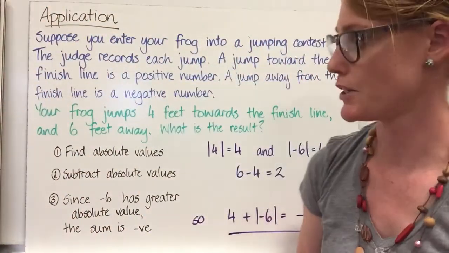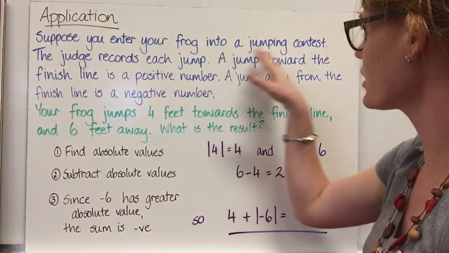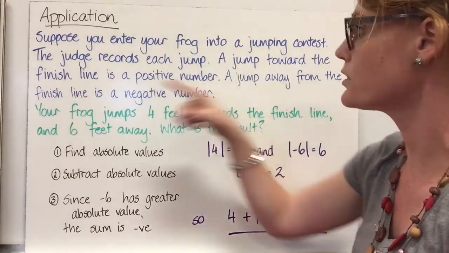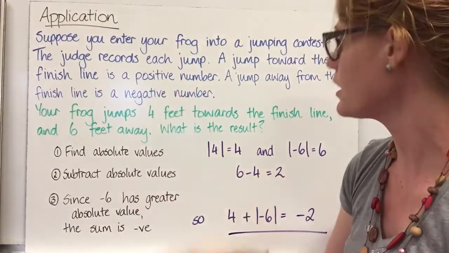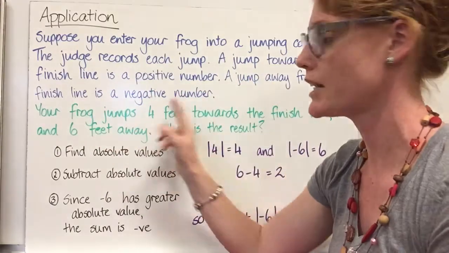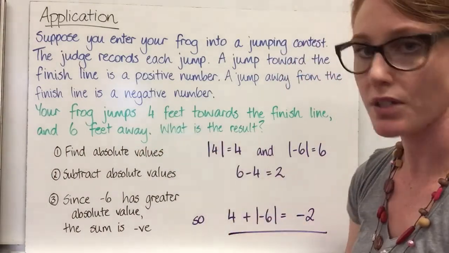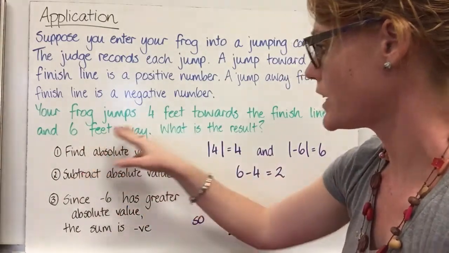Let's try an application question. Suppose you enter your frog into a jumping contest. The judge records each jump. A jump toward the finish line is a positive number. A jump away from the finish line is a negative number. Your frog jumps 4 feet towards the finish line and 6 feet away.